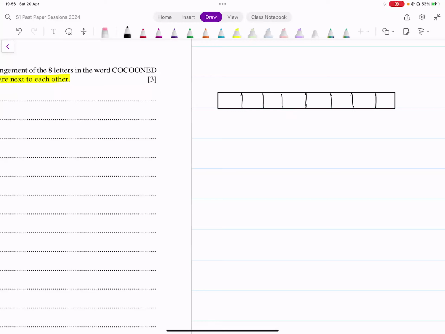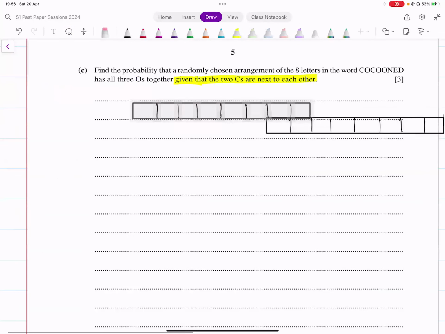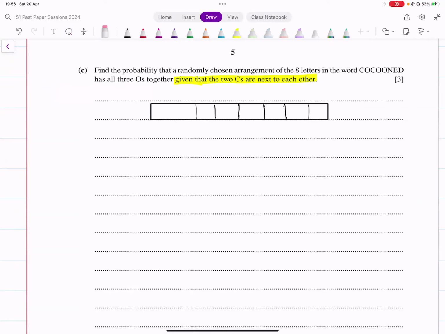We have 8 letters in total. If the 2 C's are next to each other, we can combine them in a single box. So in one box, we have 2 C's like this. All right.